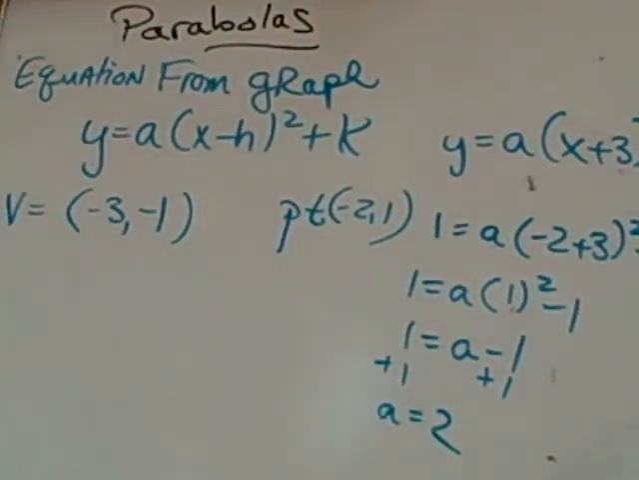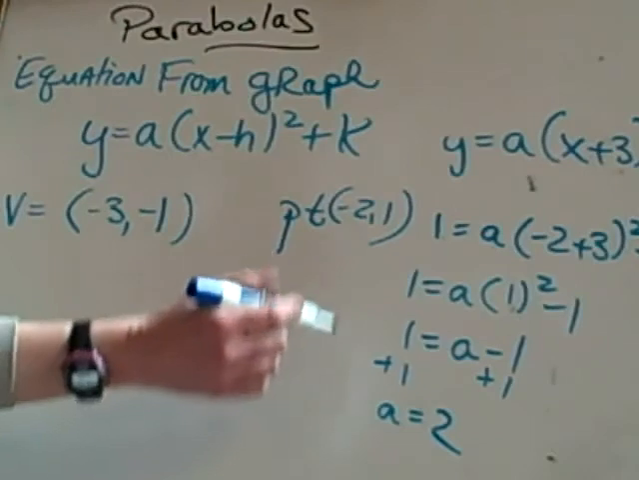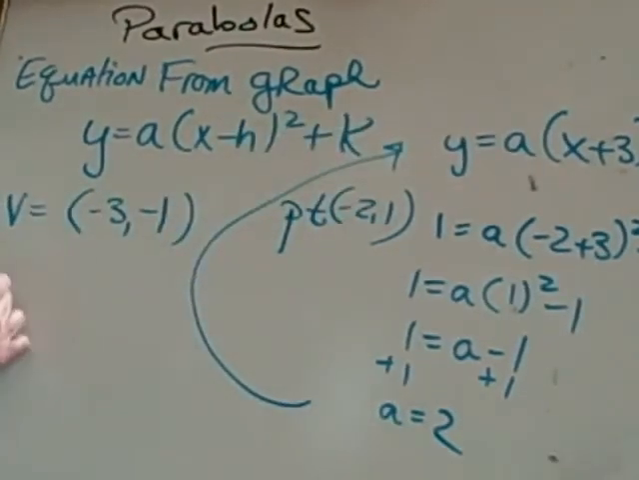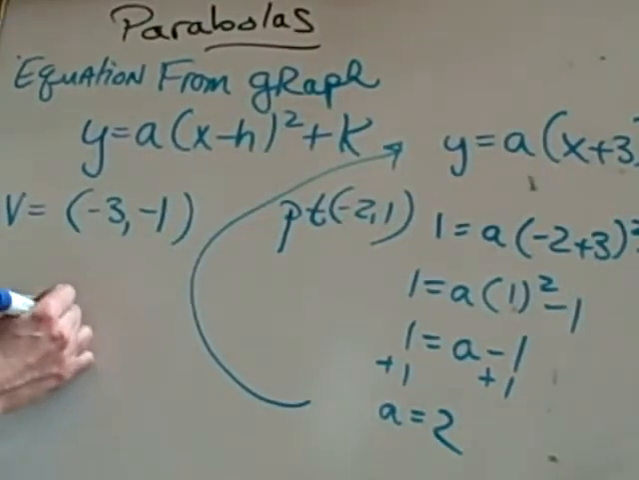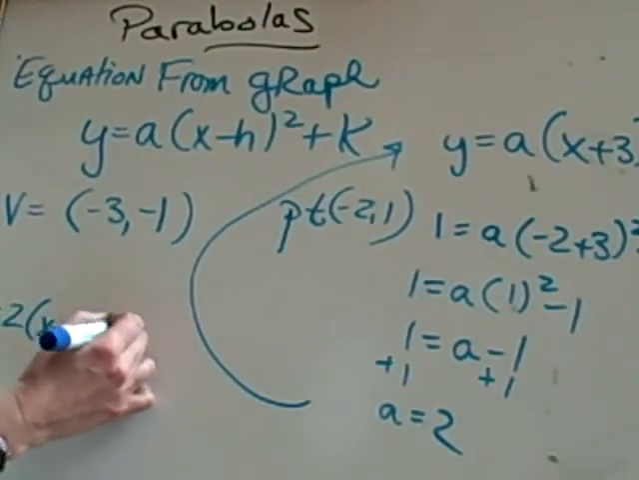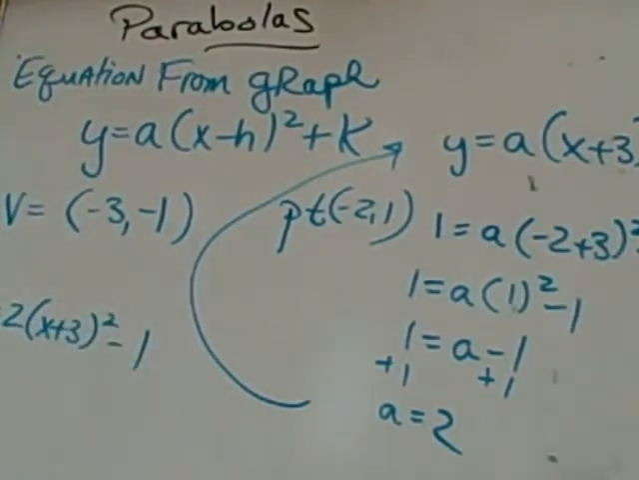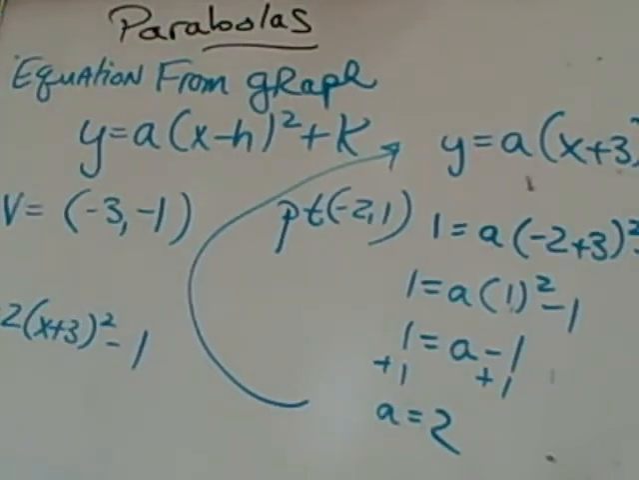What did you get? After I have A equals 2, I'm going to plug back into that equation: y equals 2 times (x plus 3) quantity squared minus 1. And I'm done. So in parabolas, typically you have to have 3 points to write the equation of it. But if you happen to know the vertex, which you can see from the graph, and just one other point on it, you can plug it back in, solve for A, and you'll have the whole thing. Okay? All right, you can kill that.